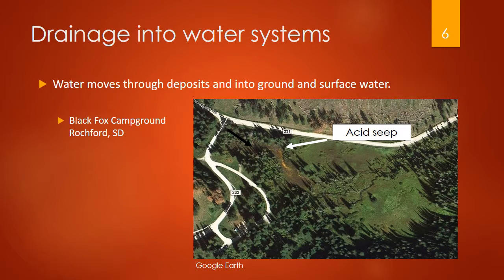So how does this acid get into the water? Well, as groundwater moves either along the surface or through the ground, it eventually will pop up to the surface and it'll interact with the surface water. Here is a case of that naturally occurring in Rockford, South Dakota at the Black Fox campground. There's a natural acid seep occurring right here that you can see in this photograph, and I actually was at this site a couple summers ago and measured a pH of 3.5, which is actually quite low.